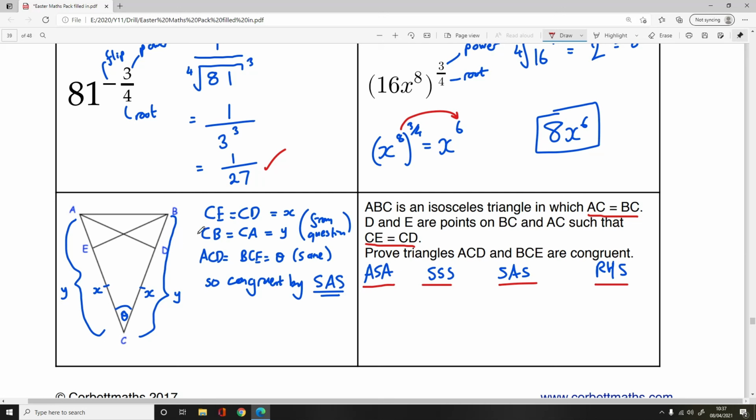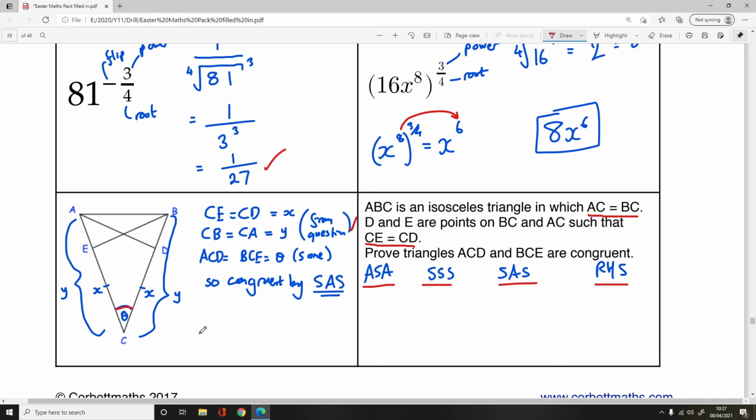CE and CD are both X. CB and CA are both Y, because that's what the question told us. See, I've written down in brackets how I got this information. And then ACD is BCE, because that's clearly the same angle. That's just like this angle here.